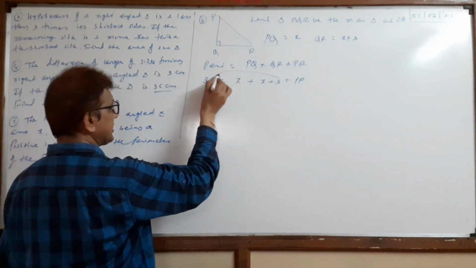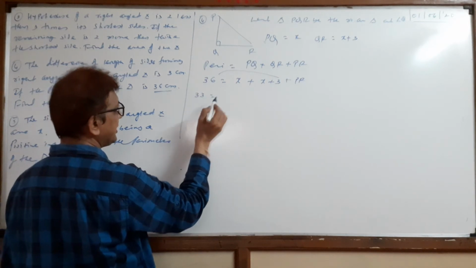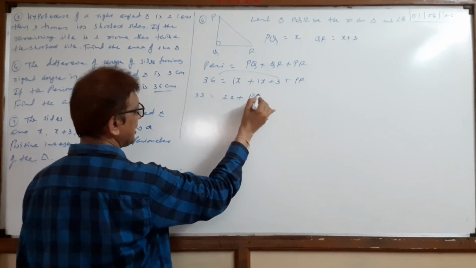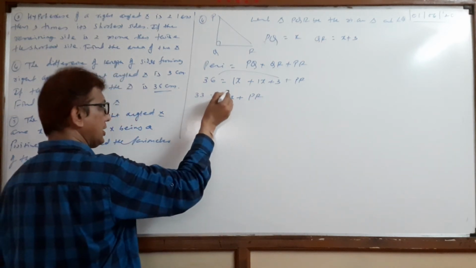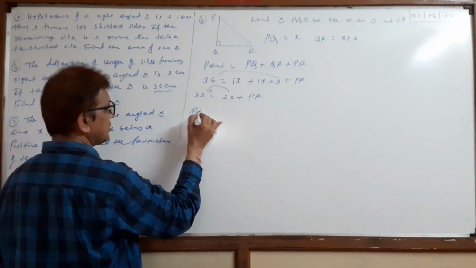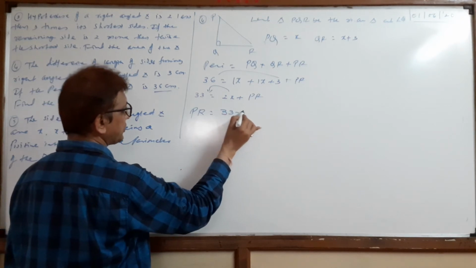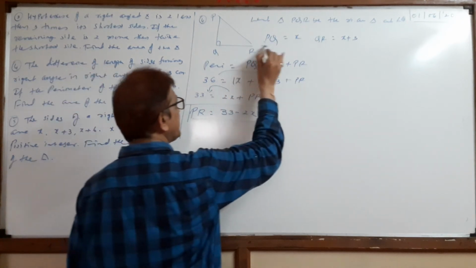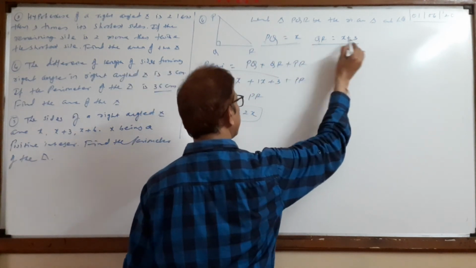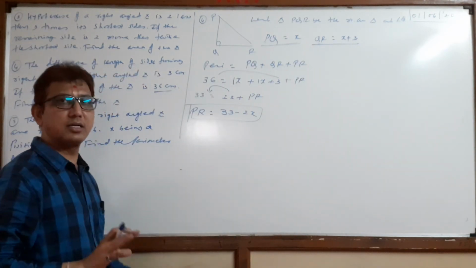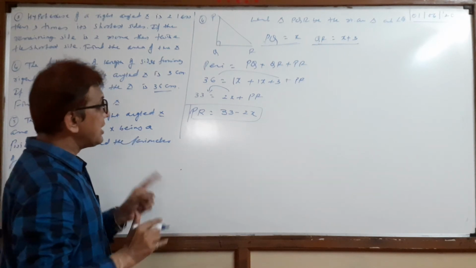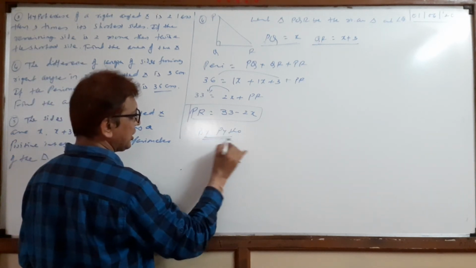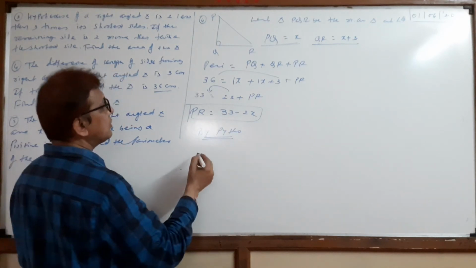Okay, now PQ equal to x, QR equal to x plus 3, then PR is not given. Now first 36 minus 3, 33, 1x plus 1x, 2x plus PR. Now 2x on the left side. So PR equal to 33 minus 2x. This is your third side. PQ is the first side, QR is the second side, and PR is the third side. Clear? Okay. Now apply the Pythagoras. Okay.